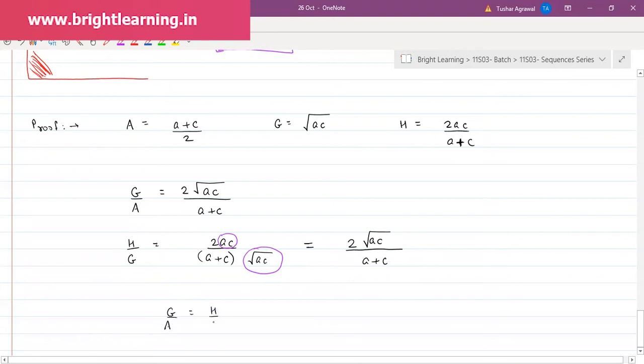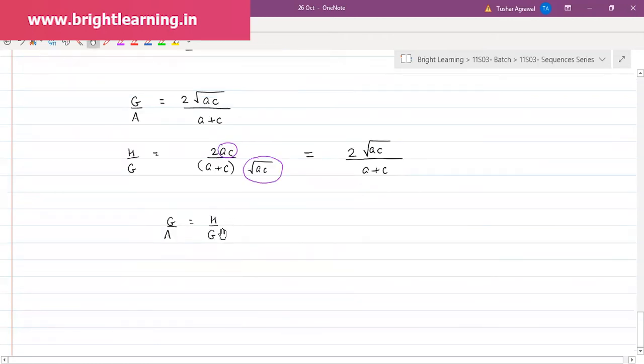Now how do you interpret this? That A, G, H are in geometric progression. Two ways of writing: either you say A, G, H are in GP, or you say G square equal to AH. That is one and the same thing.